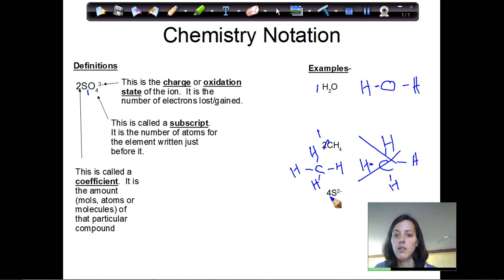And lastly down here we have 4 S2- ions. So what that means is that there are 4 separate S2- ions. So we would have S, S, S, S for our total of 4, and each one of those would have a 2- charge.